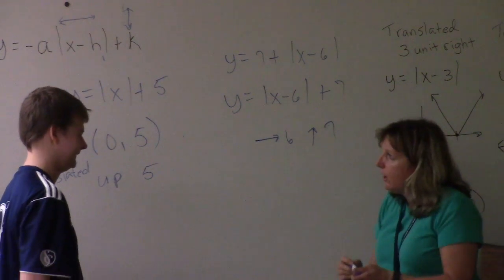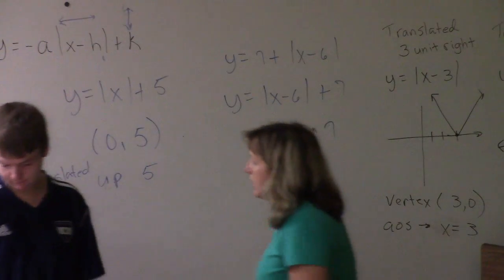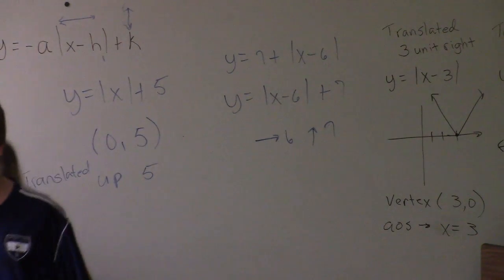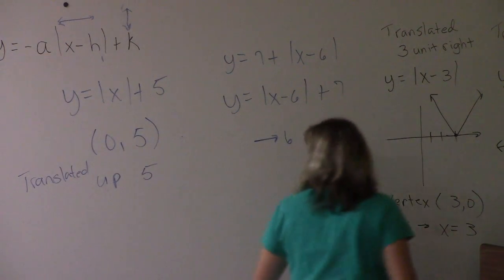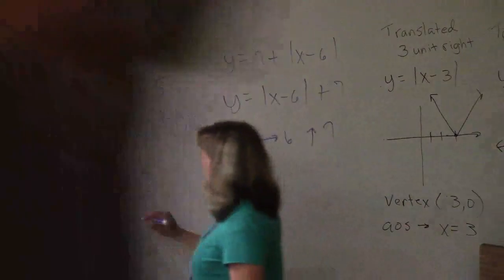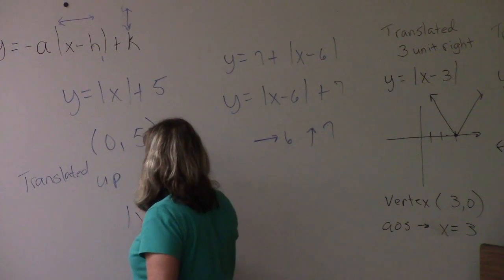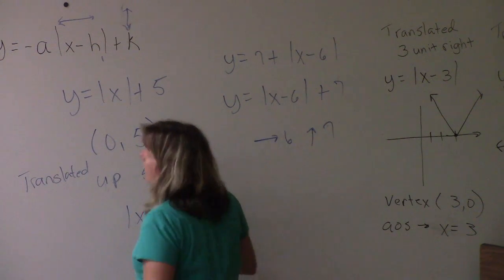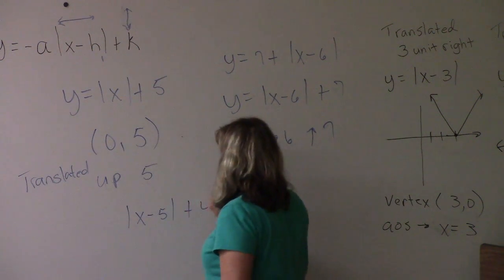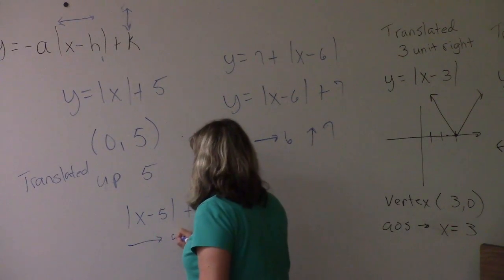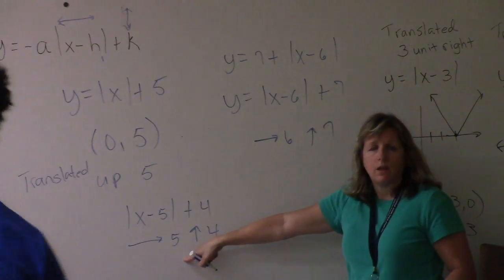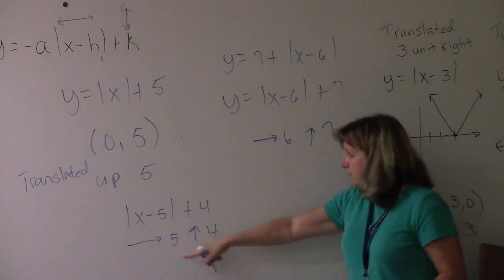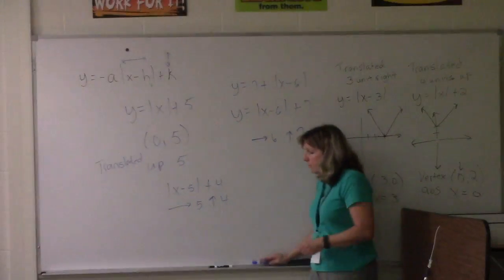Okay. Last one. What did we do? We go right 5 and then up 4. Is he correct? Yes. So we went right 5 and up 4.